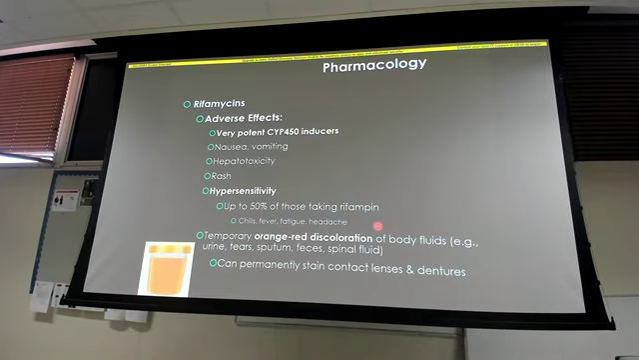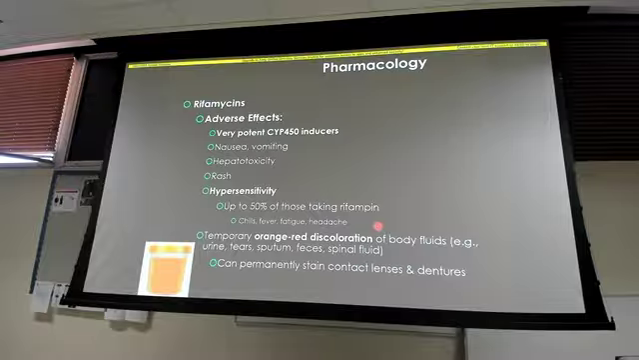Big thing that you need to tell them, because remember when people pee out things or if their poop changes colors, they are worried. You need to let them know because they look at that. So with this, you have a lot of orange-red discoloration of bodily fluids. So this means also their tears. So people who have contacts, their contacts can get stained. So just make sure that you're letting them know, hey, if that is happening, just go ahead and switch to glasses while they're taking this med.